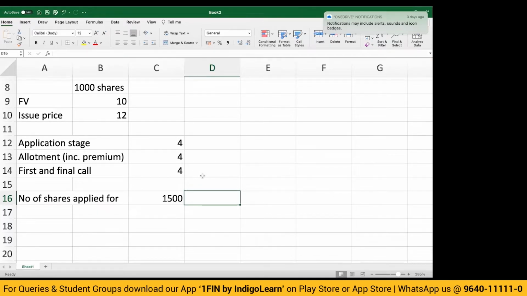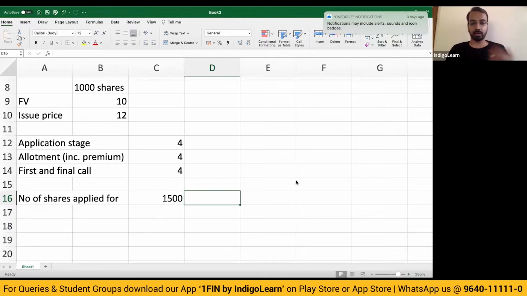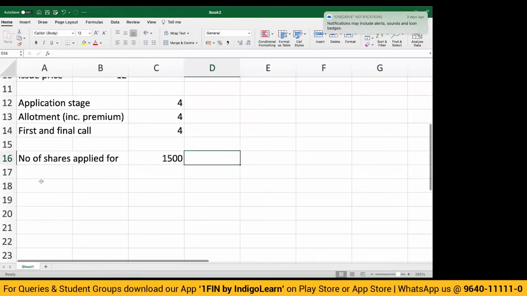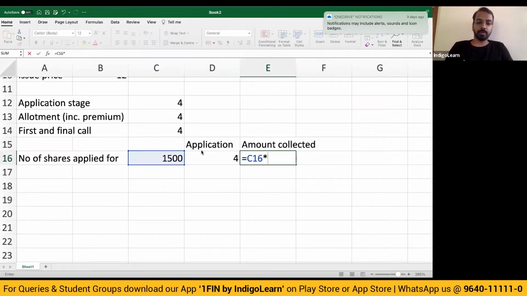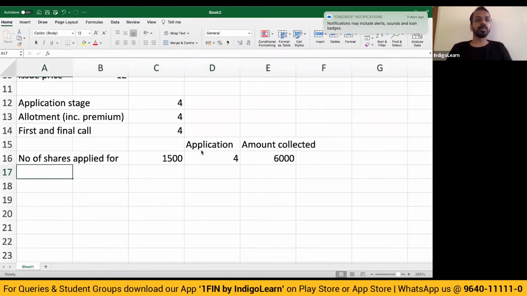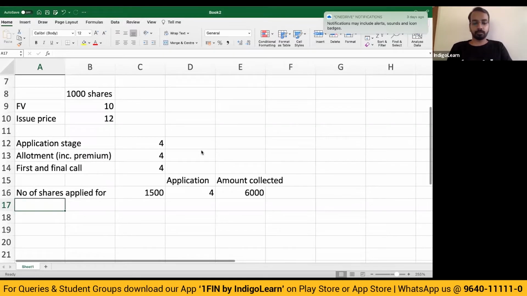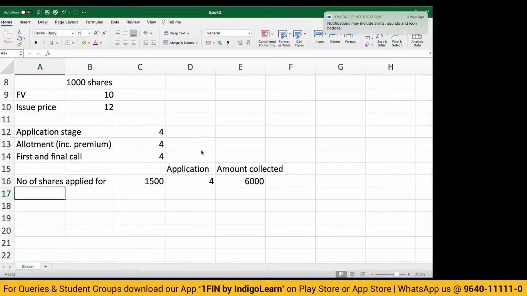Everybody, 6,000. How much? You can type it out if you are in a place where there's a lot of noise. 6,000. Yes, sir. Okay, so applications are 4 per share, and the amount collected is 1500 multiplied by 4, 6,000. Now, just because we have got applications for 1500 shares, we will not allot all the shares to 1500 applicants. How many shares can we allot? 1,000 only. We can allot 1000 shares.